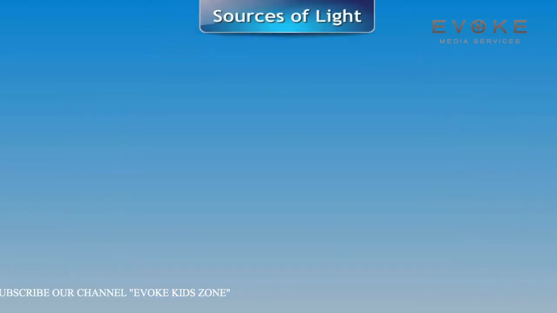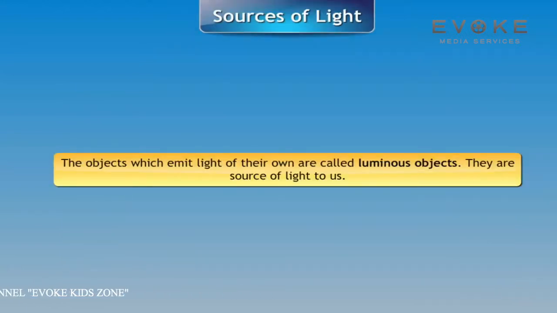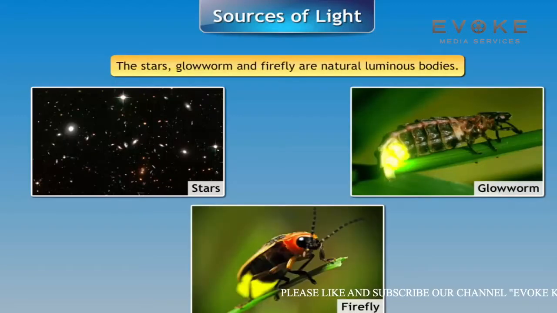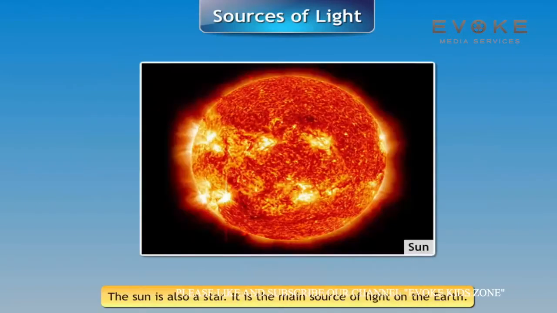Sources of light. The objects which emit light of their own are called luminous objects. They are source of light to us. The stars, glowworm, and firefly are natural luminous bodies. The sun is also a star. It is the main source of light on the earth.